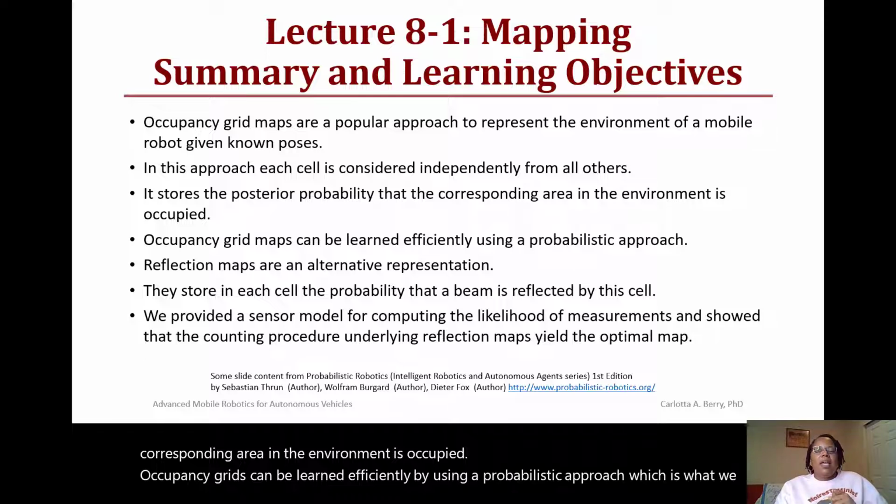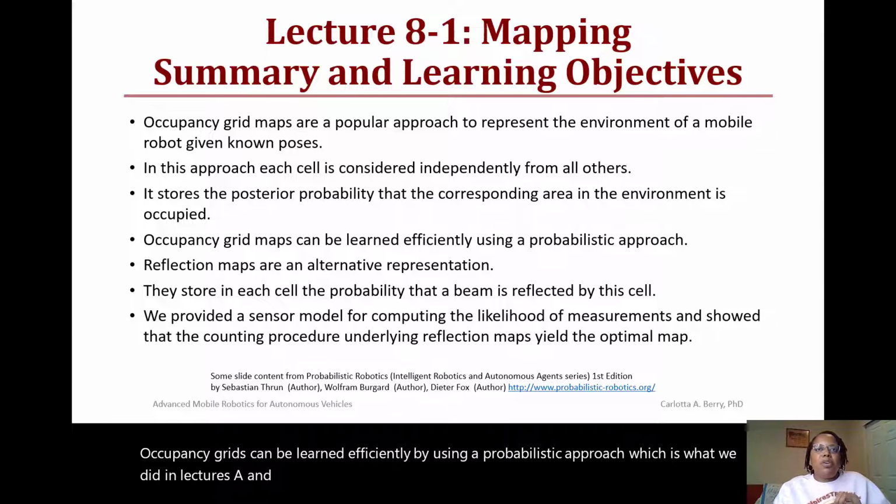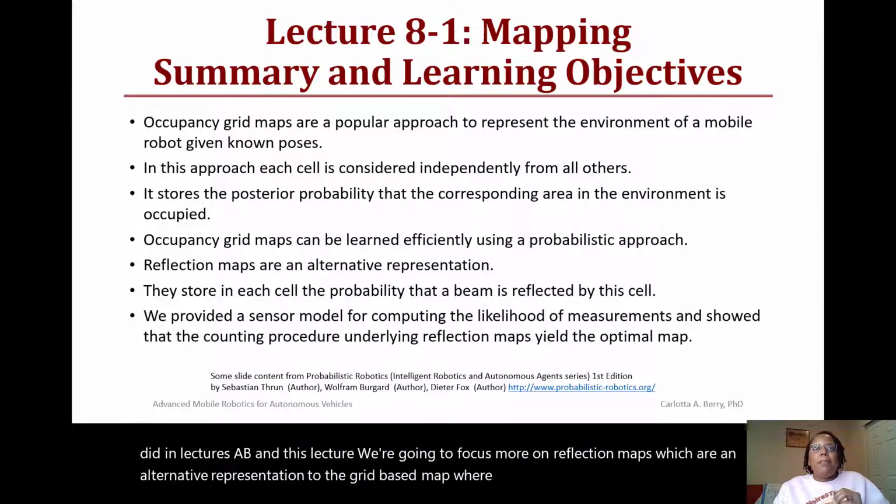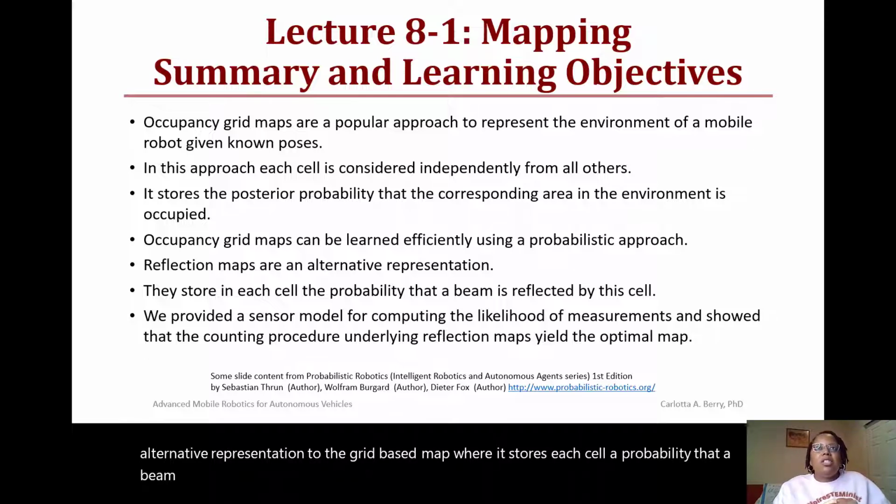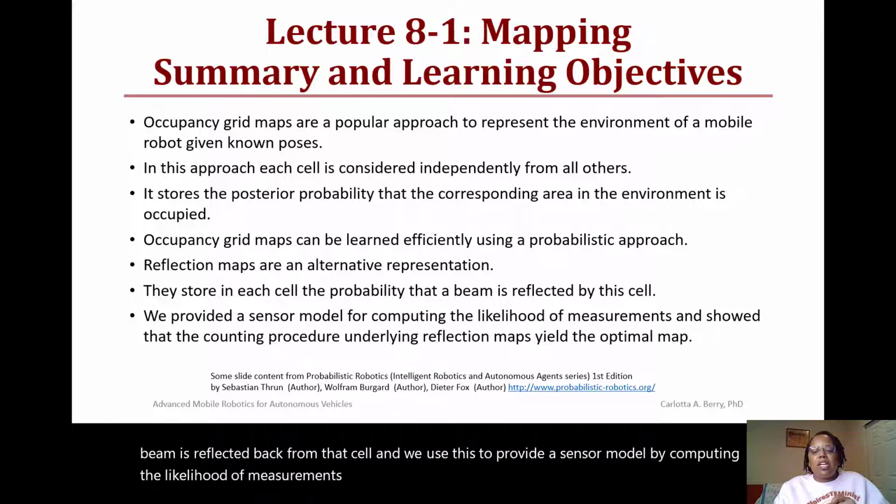A and B. In this lecture, we're going to focus more on reflection maps, which are an alternative representation to the grid-based map, where each cell stores a probability that a beam is reflected back from that cell. And we use this to provide a sensor model by computing the likelihood of measurements and show that the counting procedure underlying reflection maps yields the optimal map.